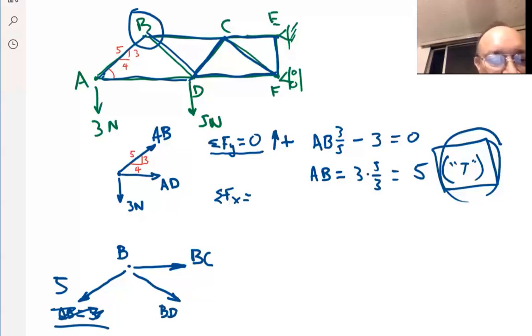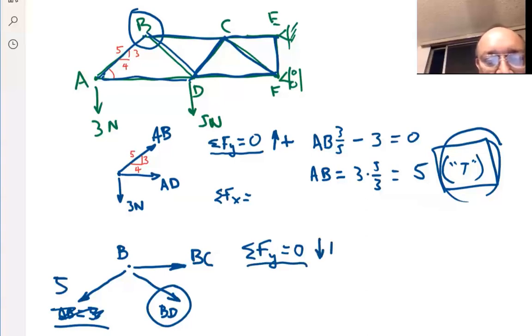What will be a good equation here? A good equation will be again summation of forces in the y direction, because you can solve for this one right away, because BC doesn't have a component in the y direction. So I'm going to do positive going down here. It will be easiest. So we have the 3, 4, 5 triangle, and let's say that this one is also 3, 4, 5.